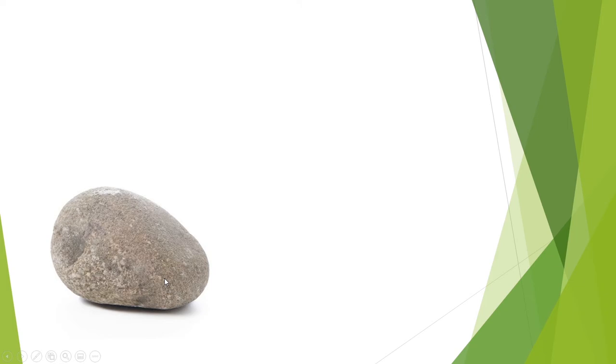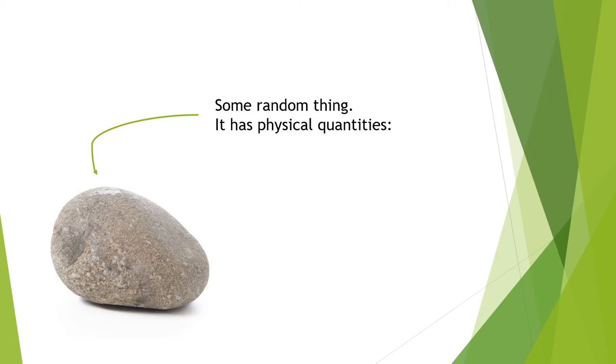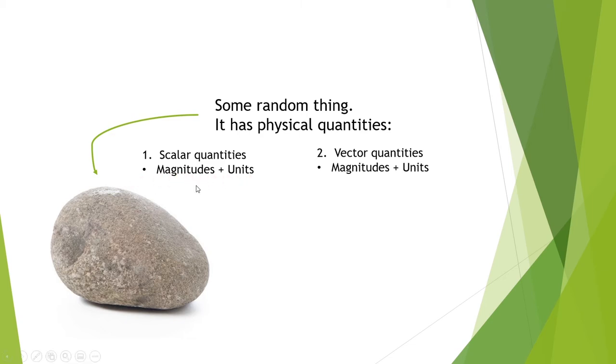Alright, so imagine any random thing, just some kind of a rock. Of course, since we're talking about physics, it has physical quantities. Two kinds actually. One are scalar quantities, and two are vector quantities. When you say scalar quantities, it's just magnitudes plus units. That's all. Vector quantities are also magnitudes plus units plus a direction. So it's directed towards somewhere. That's the difference. There's a measure of somewhere in vector quantities.